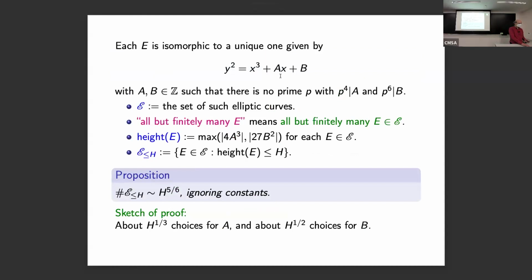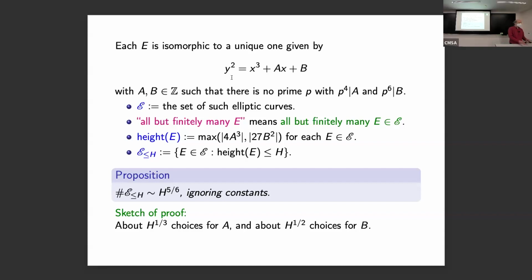Sometimes, for example, if you multiply A by a 4th power, and you multiply B by the 6th power of that same number, then there's an easy change of variable where you can scale the x and y to show that the two curves are isomorphic to each other. And then the ranks will be the same. So usually you'll look at these elliptic curves up to isomorphism.